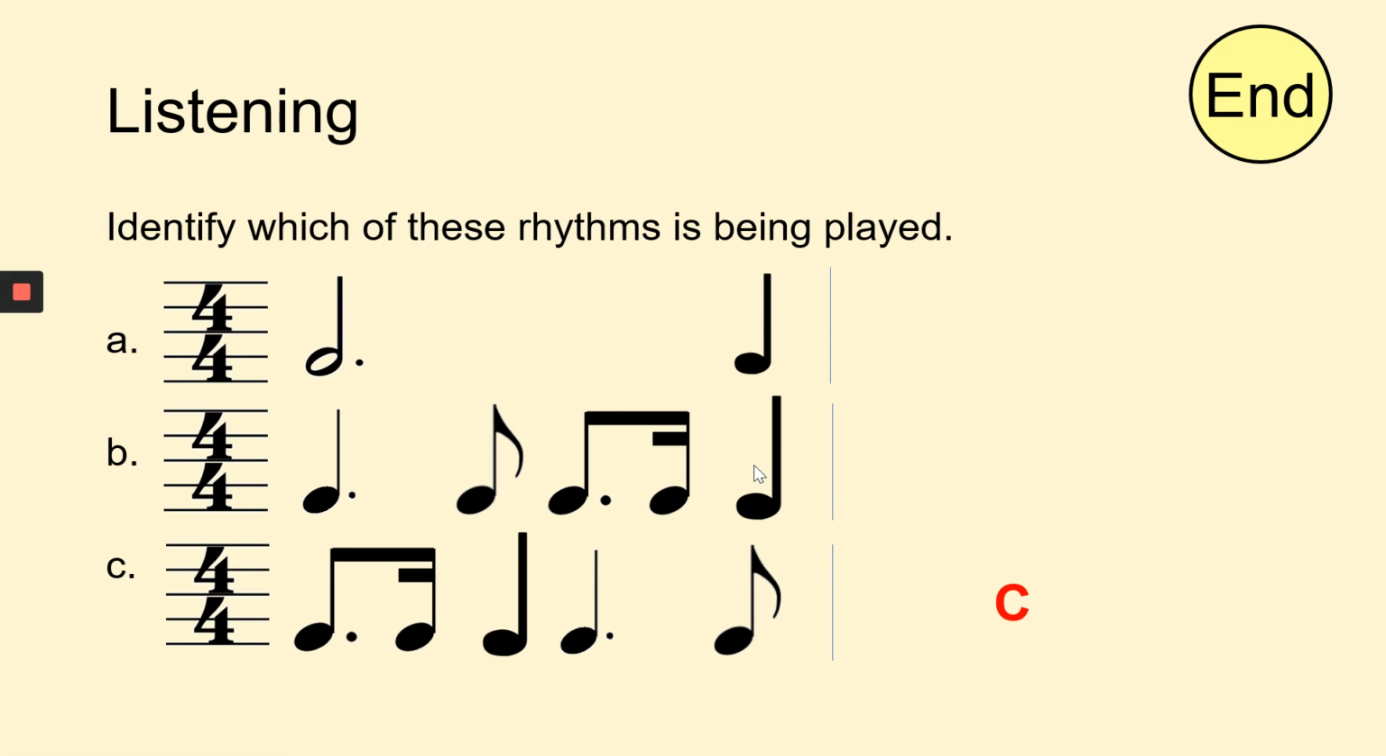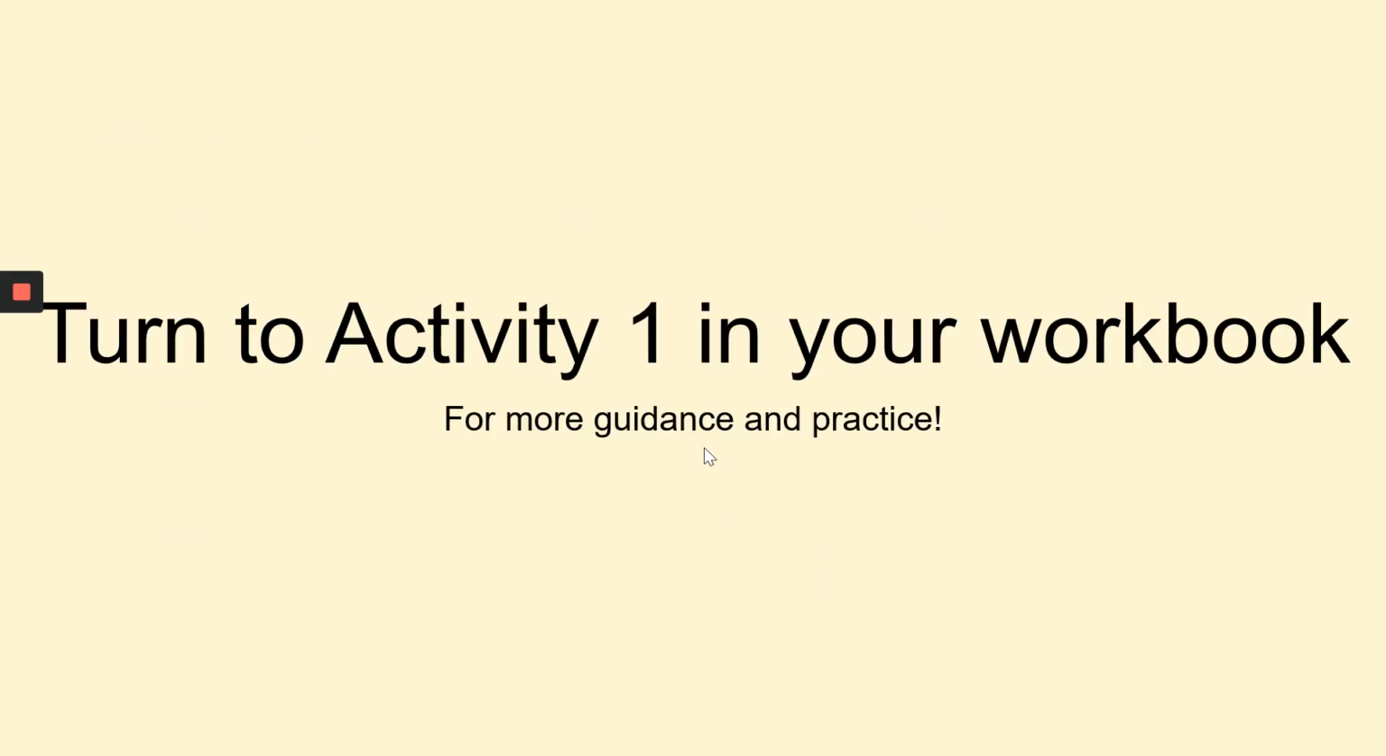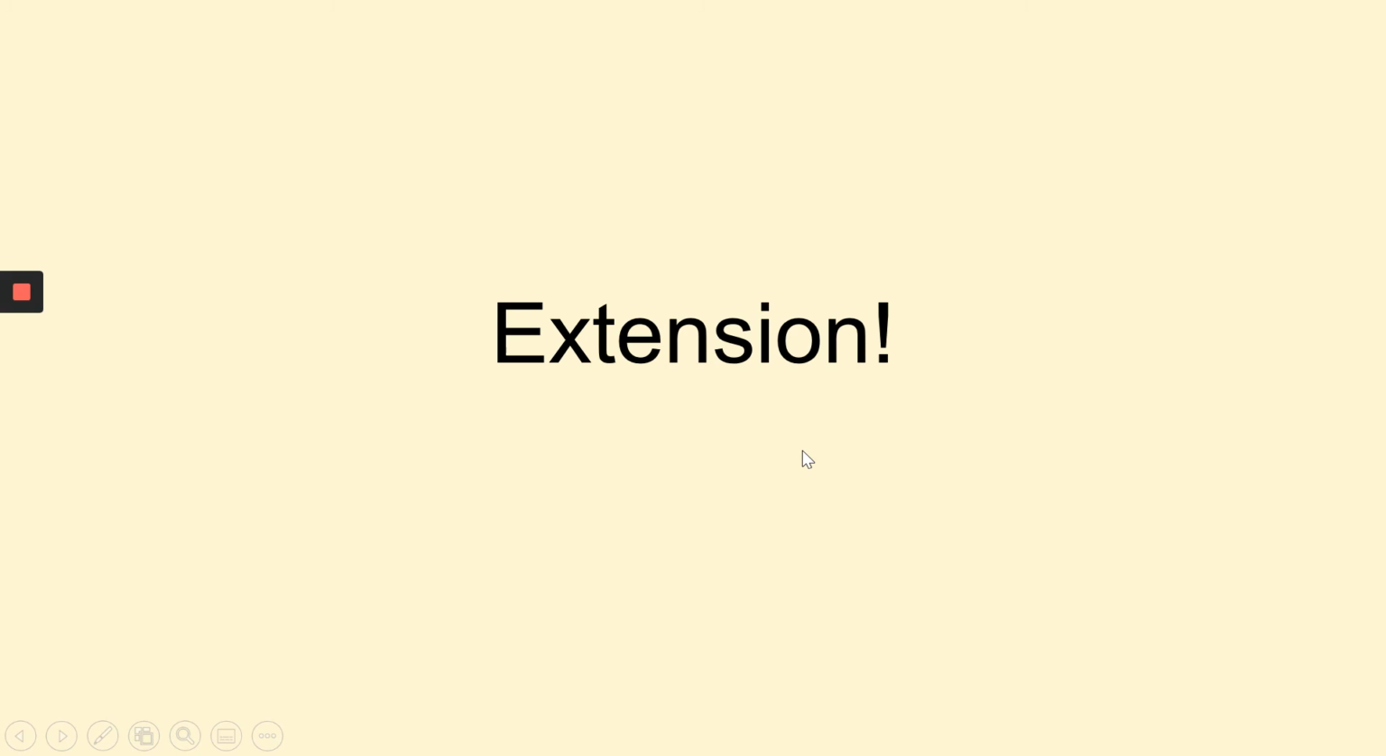And that brings us to the end of dotted rhythms. Turn to activity 1 in your workbook for more guidance and practice, or if you have the extension activity, stick around for the extension.